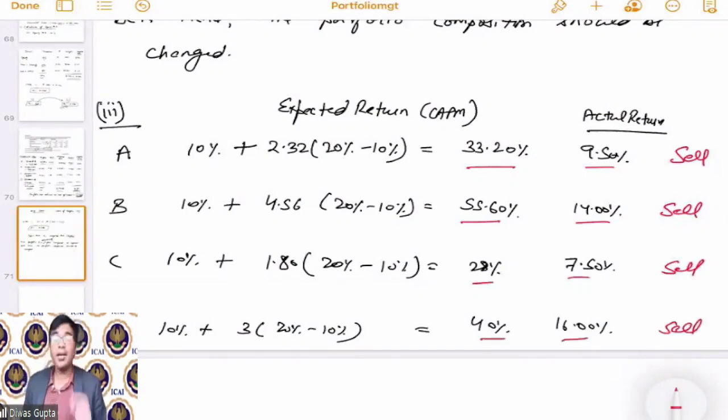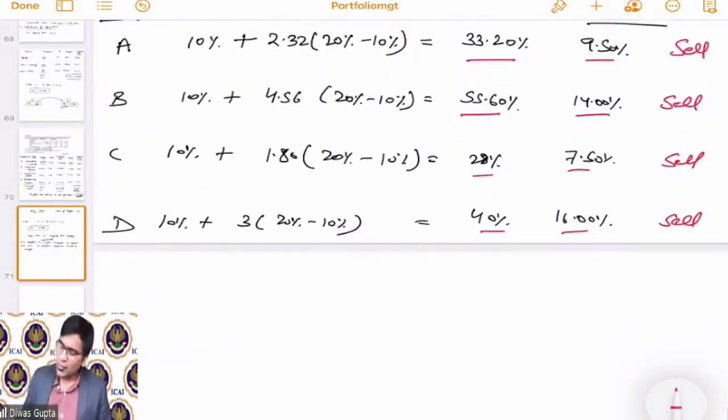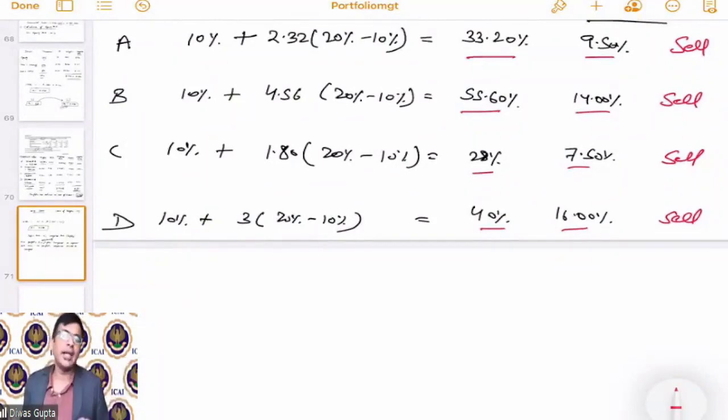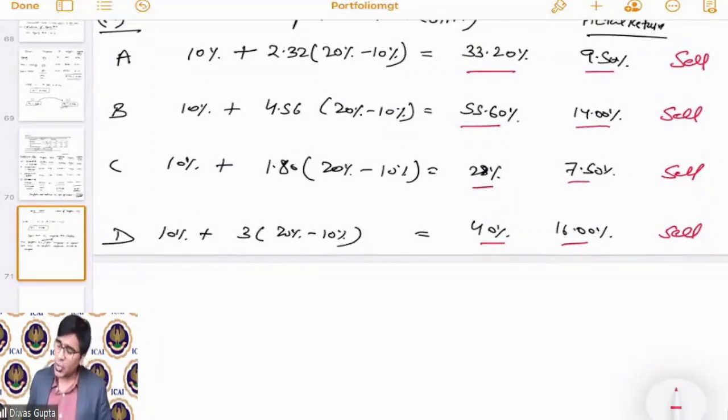So what we are trying to say is that for none of the securities is the expected return as per CAPM up to the mark of the actual return we are getting. So either beta has to be reduced or the return has to be increased. Hence we are selling all this. So we have to completely sell off the entire portfolio of A, B, C, D and evaluate any new security which has a lower beta and higher return, because all of them are not perfectly giving us the bare minimum expected return.